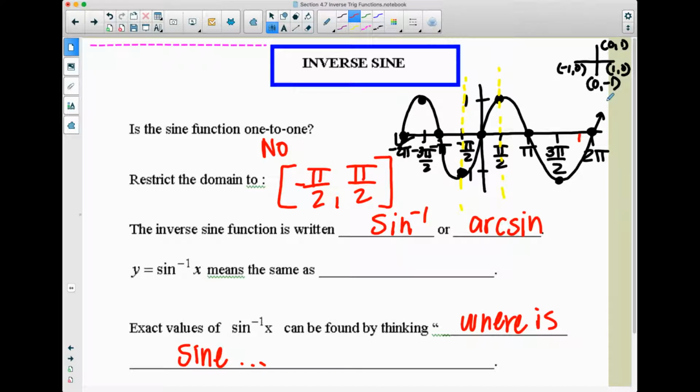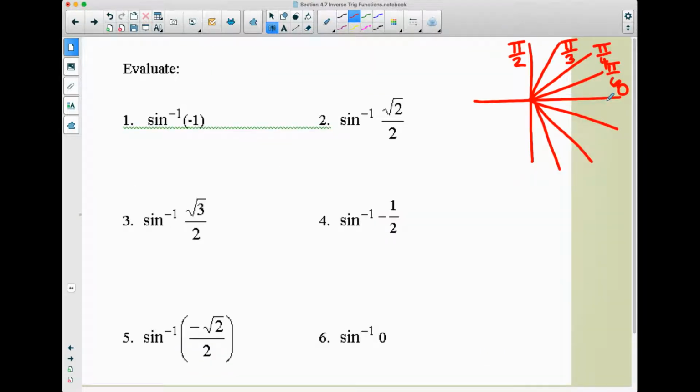I've restricted my domain to just this. So I can't say that's 11 pi over 6 and so on, okay? What I can call it is exactly how we see it: negative pi over 6, negative pi over 4, negative pi over 3, and negative pi over 2. So now I have from negative pi over 2 to pi over 2, okay?